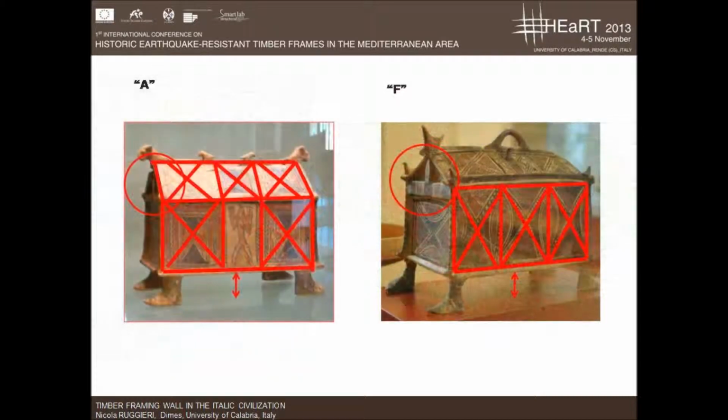And these frames have the characteristic that they are stiffened by the presence of the diagonal. These diagonals are present also in the roof.